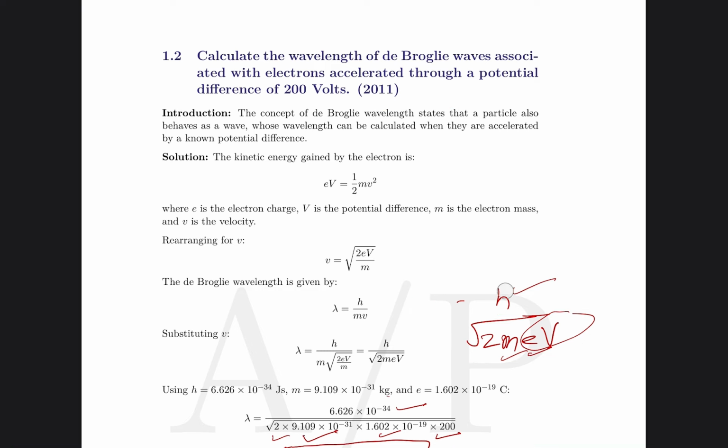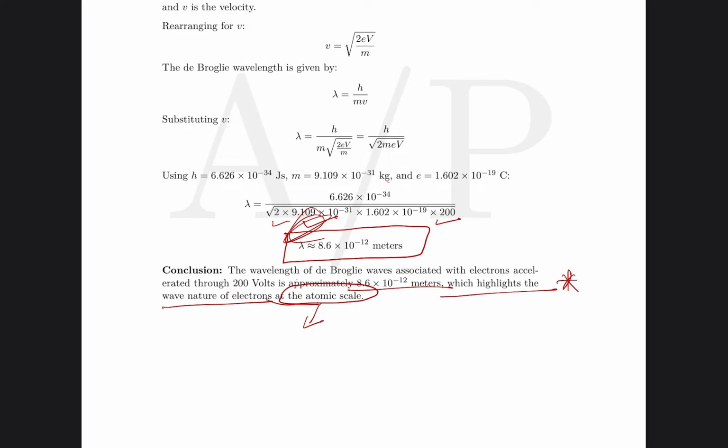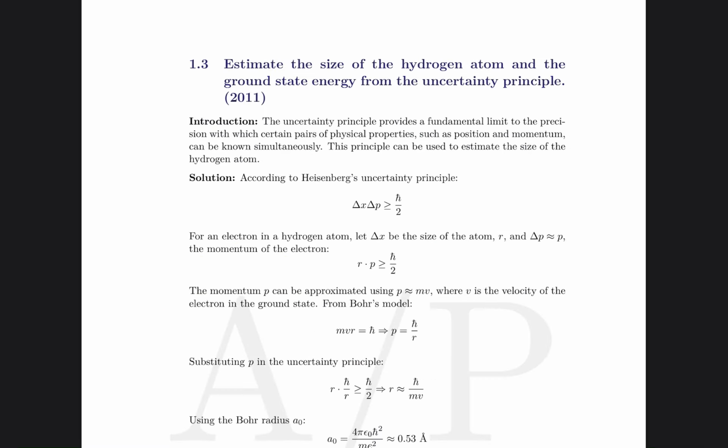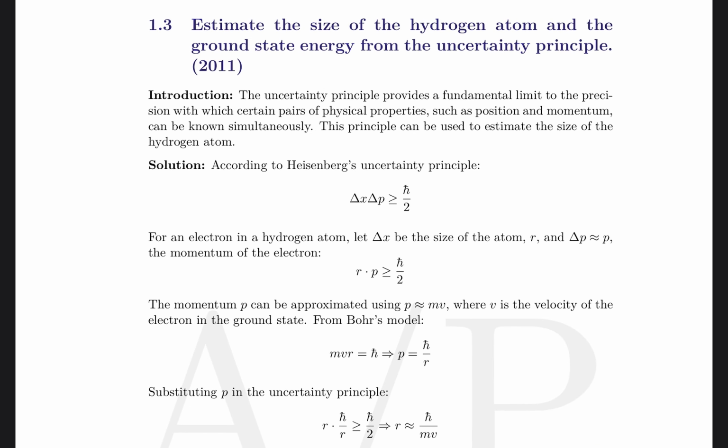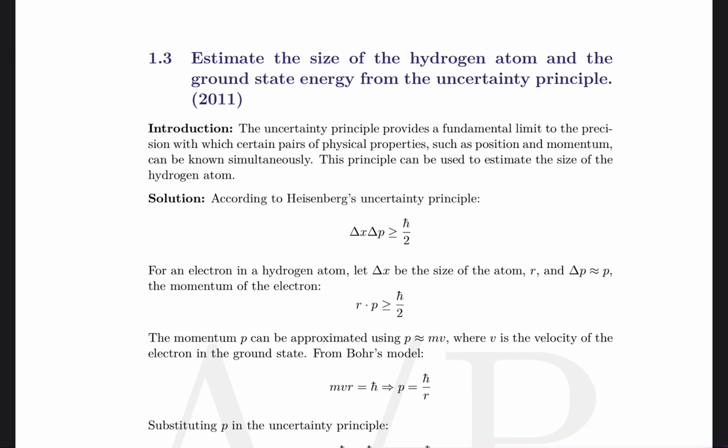Okay, let's move forward to the next question. Third question, again from the same year, 2011: estimate the size of the hydrogen atom and the ground state energy from the uncertainty principle.